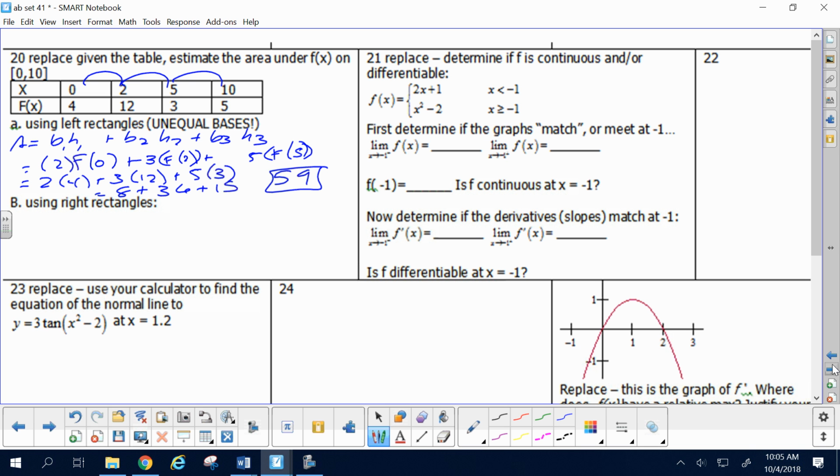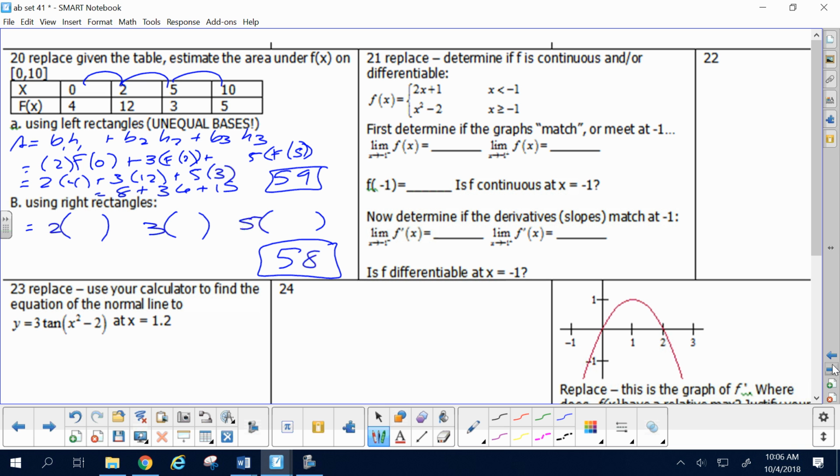Using right-hand rectangles, the bases. Will the bases change? No, they'll be the same. So it's still 2, 3, and 5. The heights would be different. F at would be different. What is your estimate using right hand, somebody? 58. All right, they worked out to be pretty close in this case. If you disagree with that, we can go back to talk about later.